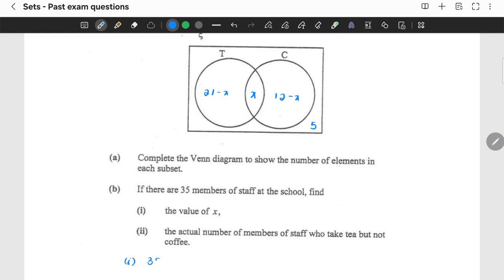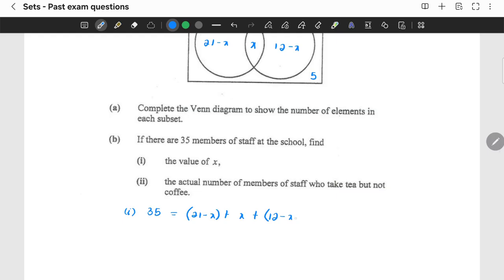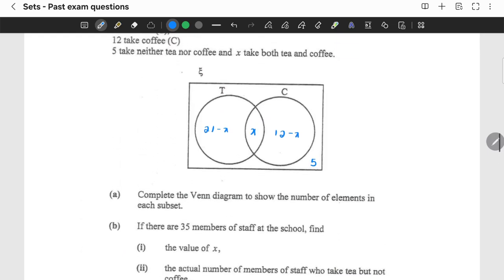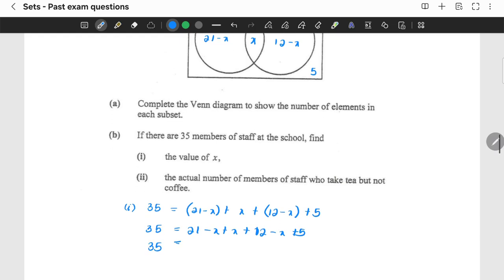So if 35 is the total, value of X is going to be tea only, which is 21 minus X, plus tea and coffee, which is X, plus coffee only, which is 12 minus X, plus neither, which is 5. 35 would then be equal to 21 minus X plus X plus 12 minus X plus 5.